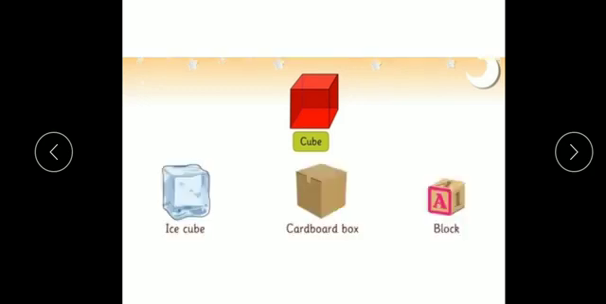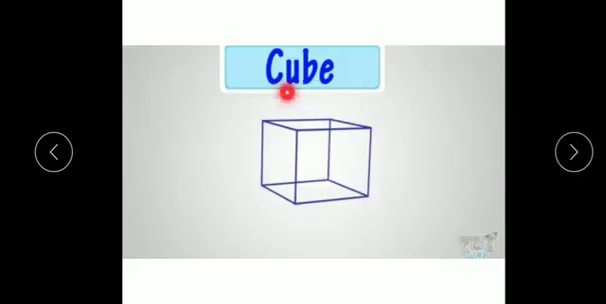First, let's discuss the cube. See children, this is the shape of a cube. A cube looks like this. There are different cube-shaped figures around you, like an ice cube, a cardboard box, a block. These are the objects having the shape of a cube. Right children? See, this is your cube. This is a solid figure.